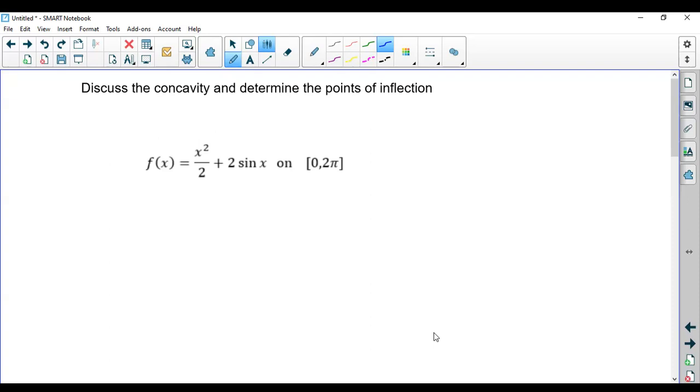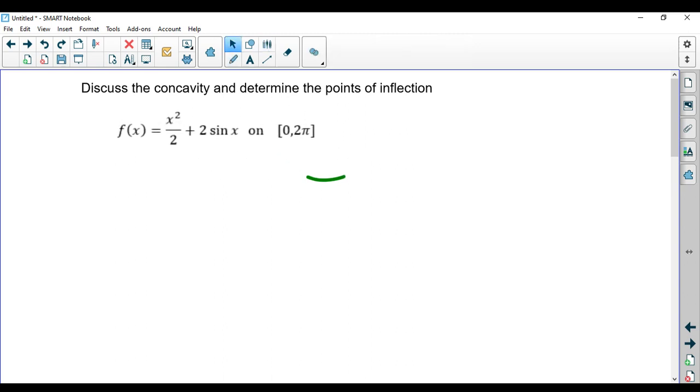So here's your next example on concavity, and this one has to deal with a trig function. The process is the same, and as usual with a trig function, we have a limited domain. It's from 0 to 2 pi, so we're going to consider that. But first, let's find the possible points of inflection, which is where the second derivative is 0.